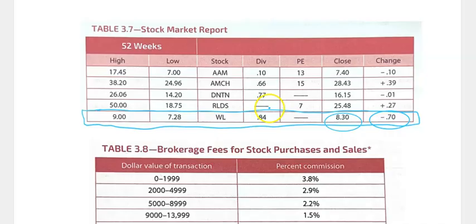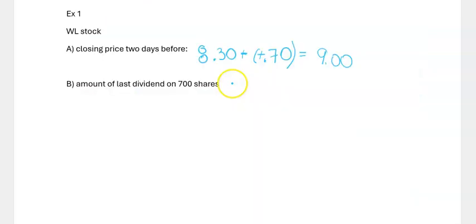Part B tells us to find how much the dividend payout would be on 700 shares. Well, we look at the DIV column, this column right here, and we see that the dividend payout's 84 cents per share. So over here on our work, we're going to say 700 shares times 84 cents. And when you multiply those two numbers together, you get $588. So the dividend payout for this particular period was $588 on the WL stock.